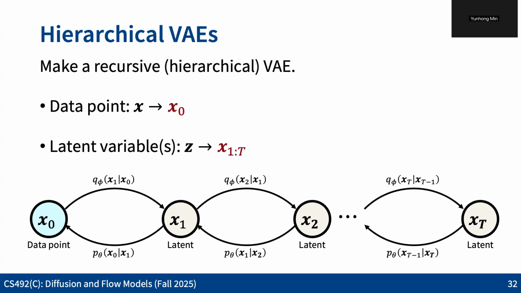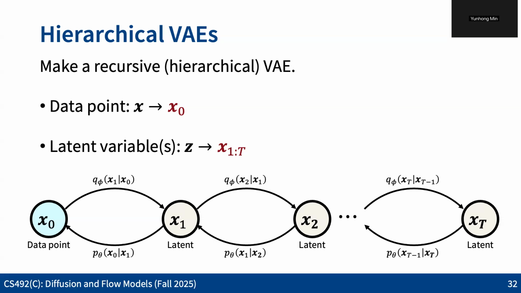So now we are going to slightly change our notation. We used x for the data point and z for the latent variables, right? But since we now have multiple latent variables, we switch the notation like this. Now x0 indicates the training data, the data points, and then we have multiple latent variables from 1 to capital T, depending on how many layers we are going to have. So we have x0, x1, up to capital T.